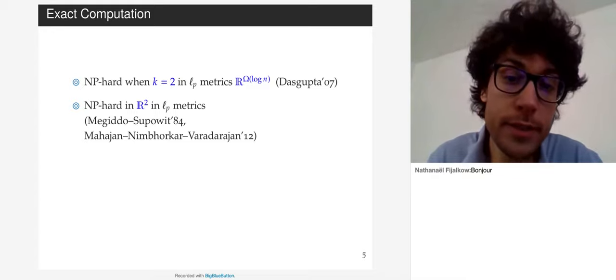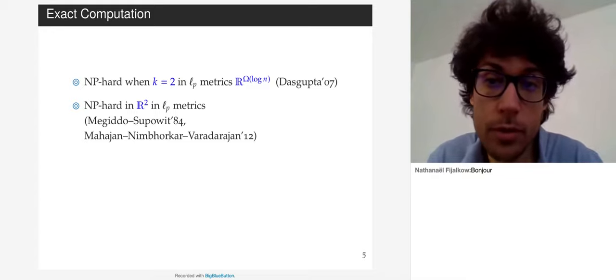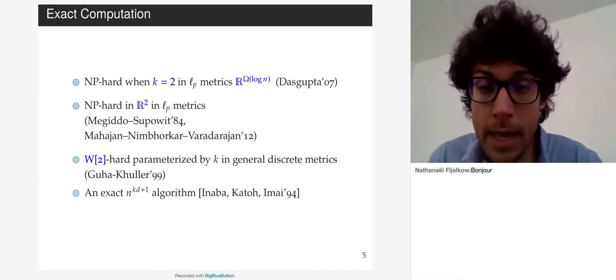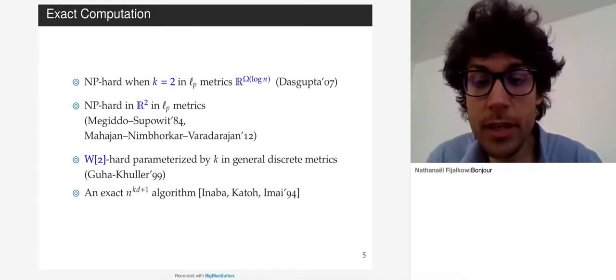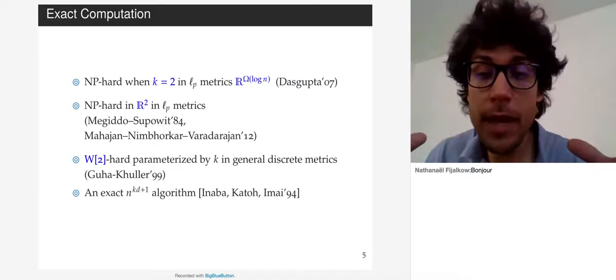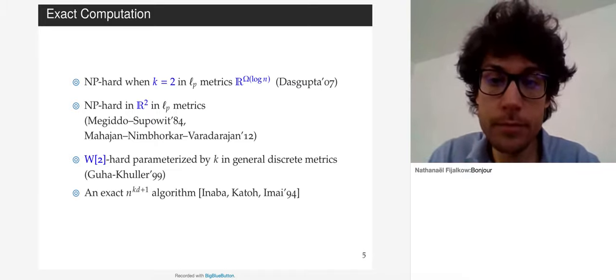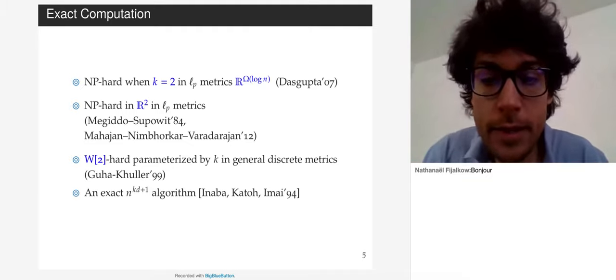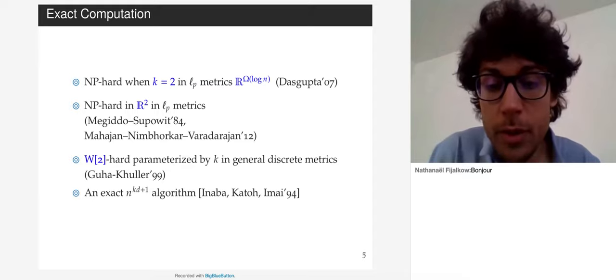But now the number of clusters is large. You want a large number of clusters. That's the setting, and it's W2-hard parameterized by k in general metrics. So if you're in arbitrary metrics, forget the Euclidean plane or Euclidean space, and you just have the triangle inequality, then it's W2-hard. So what does it mean to be W2-hard?